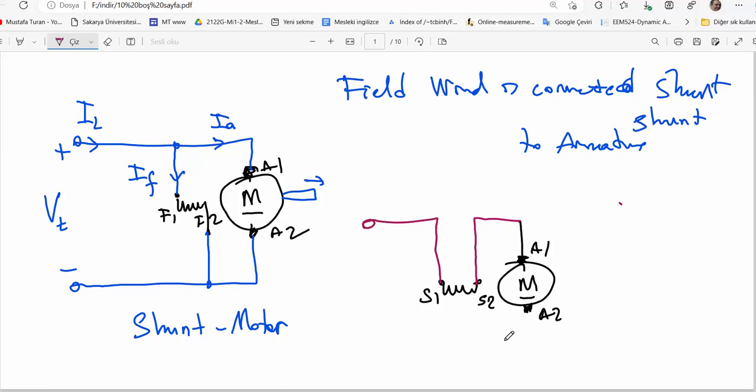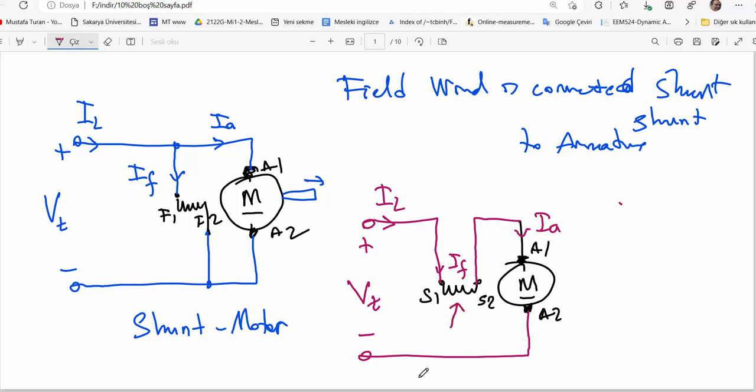Here there's a different configuration. We apply terminal voltage. The machine draws load current. Here's the armature current, and here is the field current. All those currents are equal, because we have connected the field coil in series.